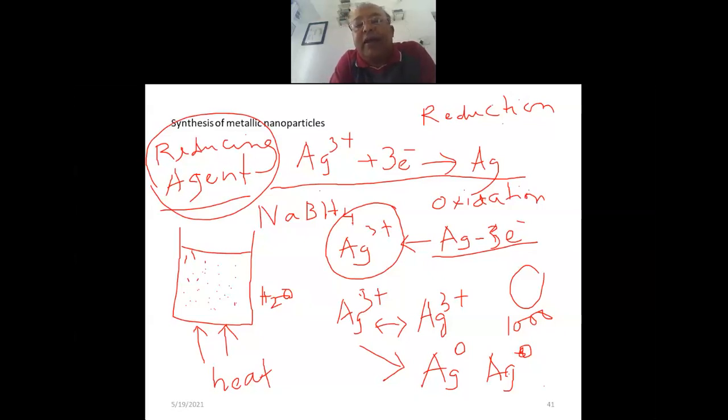All right, that means we have all Ag3+ moving around there. And then we add the sodium borohydride. And then this reaction will happen. So once the reducing agent is given, all the Ag3+ will become Ag now. Okay. So now what will happen?